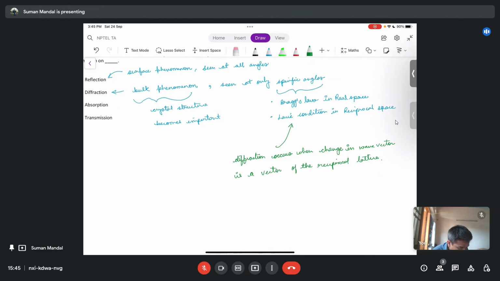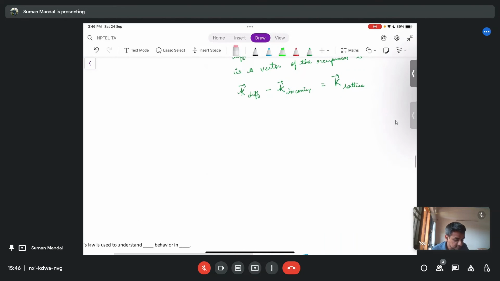So what it means is that if there is a diffracting wave vector, and if you subtract the incoming wave vector from it, then this should result in a wave vector that is a reciprocal lattice wave vector. So the change is a reciprocal lattice vector. This is the Laue condition. Now let us draw this equation in the next question.